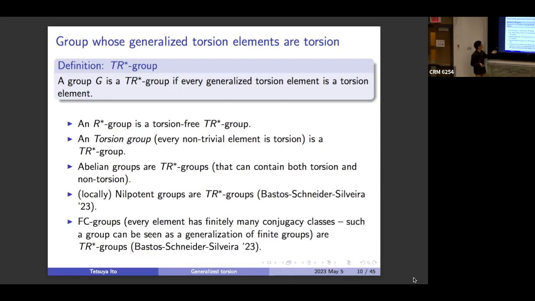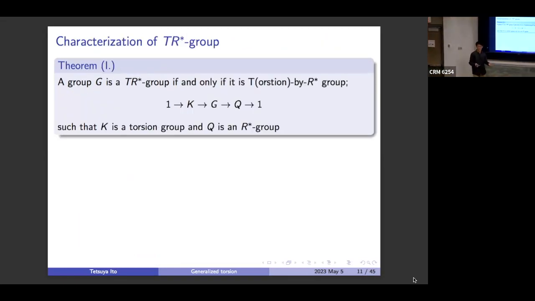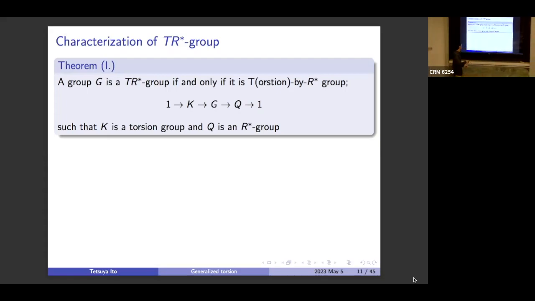So the natural question is, what is a TR star group? The reason why I call such a group a TR star group is due to the following theorem. A group is TR star if and only if it is torsion by R star. At first I thought of this group as a no-trivial-generalized-torsion group or something like that. But since I found this theorem, I decided to call this class of groups TR star groups.